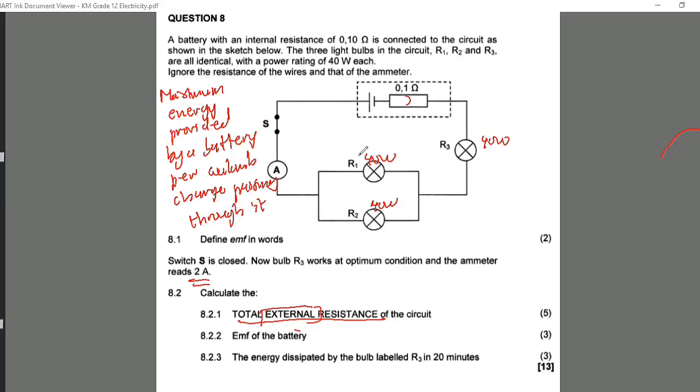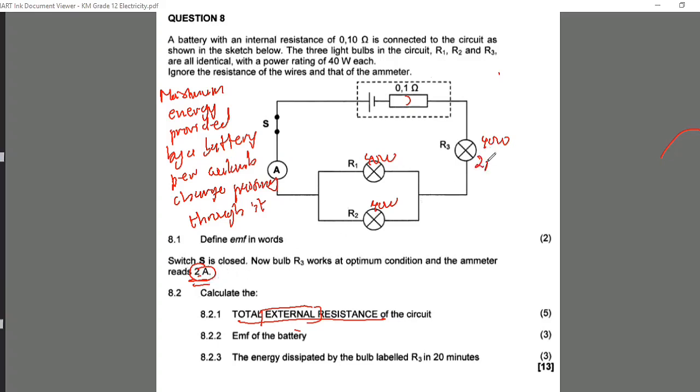Number one, we are only given power here, right? So we have to find a way to change this power into resistance, right? Then we have this formula. Remember, we were also given here that the ammeter has a reading of 2 amperes, right? S is closed now. Now bulb R3 works at optimum condition and the ammeter reads 2 amperes.